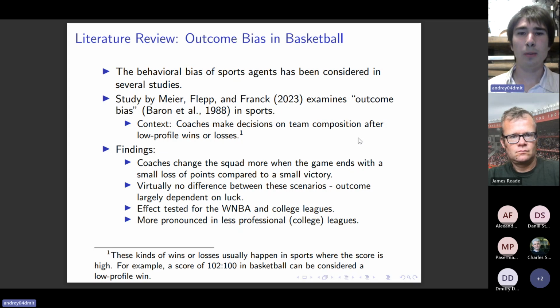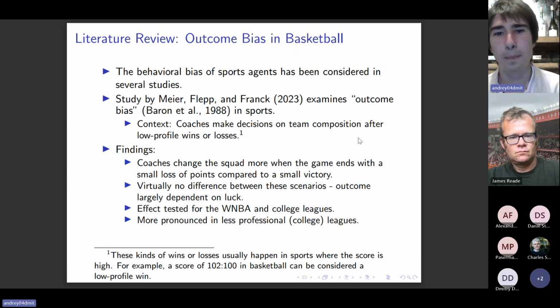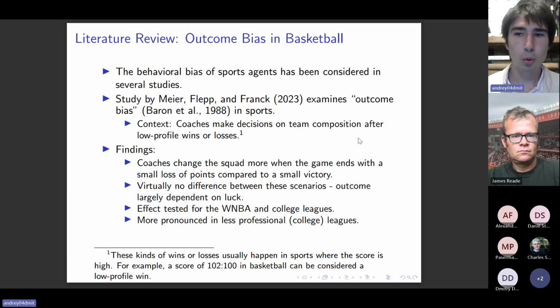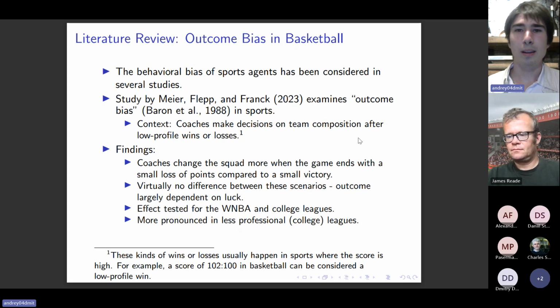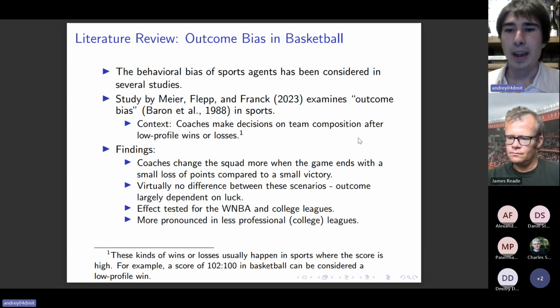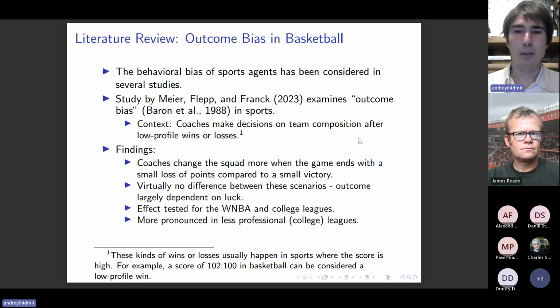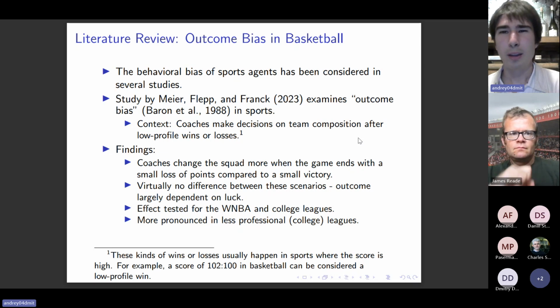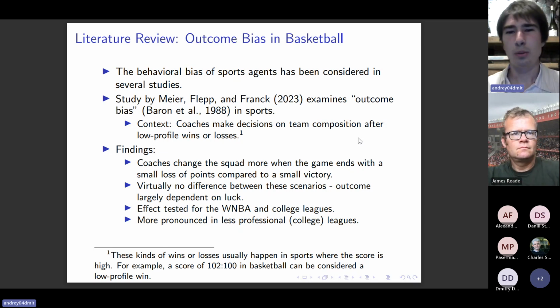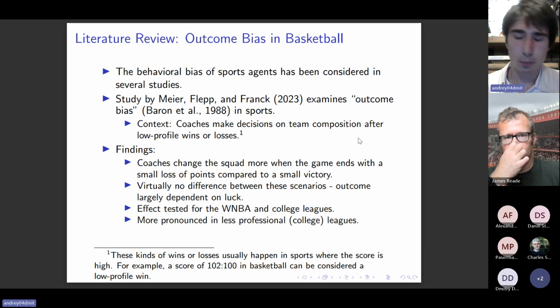What are the main findings of this research? Coaches change the squad more when the game ends with a small loss of points compared to a small victory. While there is virtually no difference between the scenarios, the outcome being largely dependent on luck, as I said previously, this is an outcome bias. This effect was tested for the WNBA and college leagues. And there was also a previous study which was tested for the NBA.